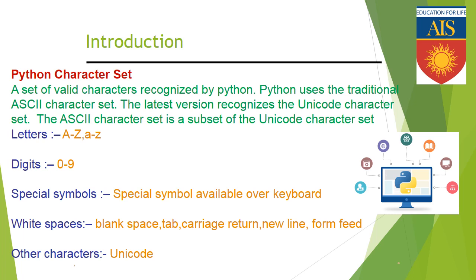Over there, the letters are represented in uppercase A to Z as well as in lowercase. The digits are represented 0 to 9. Special symbols are also available. White space means the blank space, tab, carriage return, new line, form feed; these all belong to white space, and some other characters also come under Unicode.